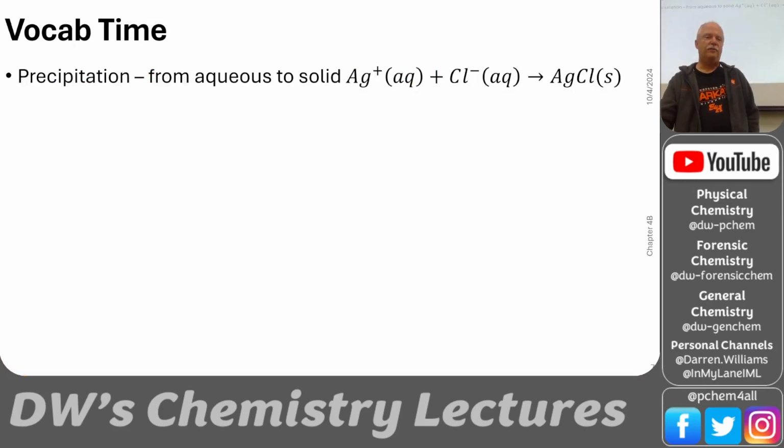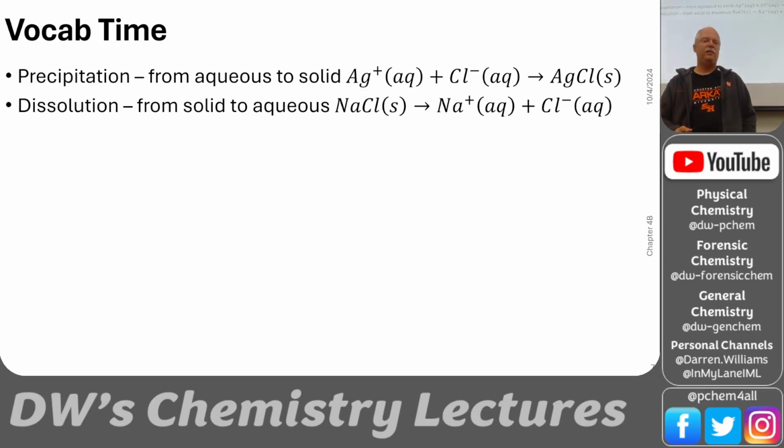So vocab time. We've talked about precipitation reactions, and that's going from aqueous to solid. So we're using that aq for aqueous and then solid to tell you that something's happened. We've also talked about dissolution. Okay, so a solid like sodium chloride dissolving and becoming aqueous cations and anions, so sodium cation and chloride anion. So that would be dissolution. We also say dissolved. When it dissolves, that's the process of dissolution. And that's the opposite of precipitation.